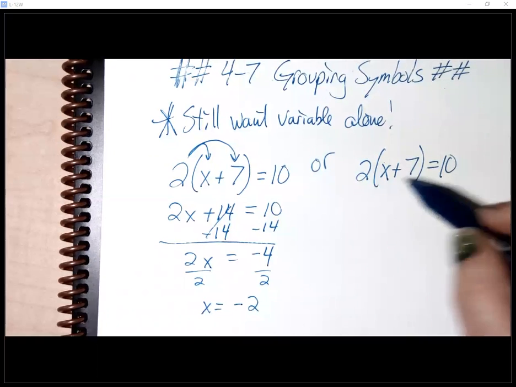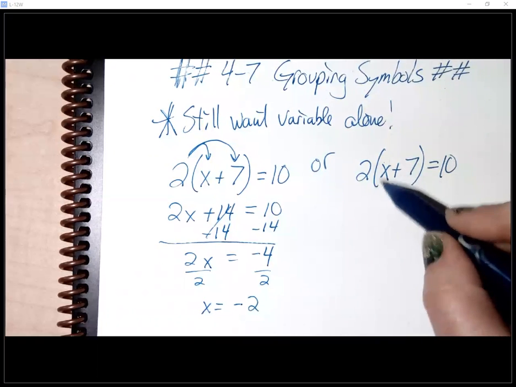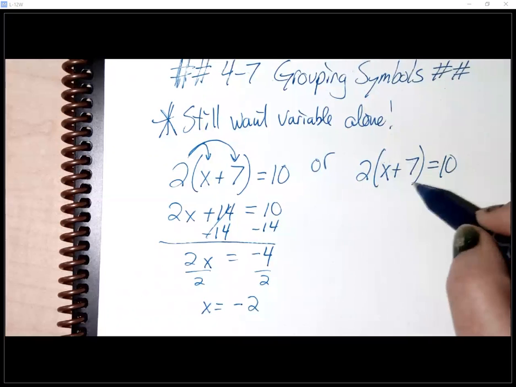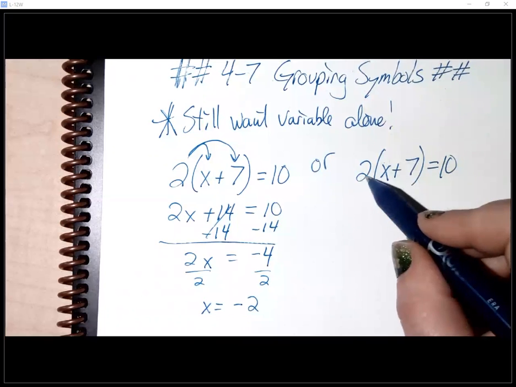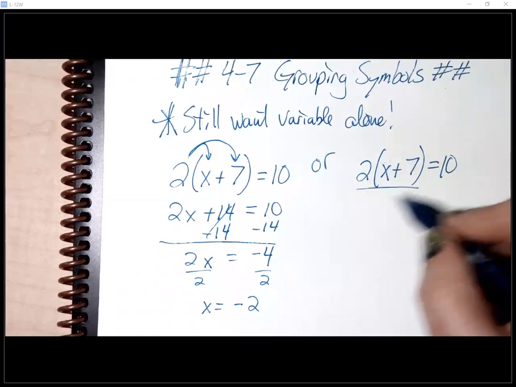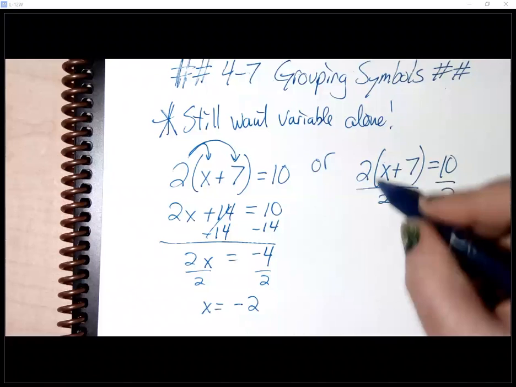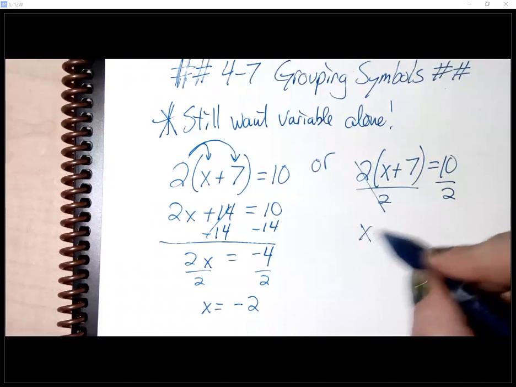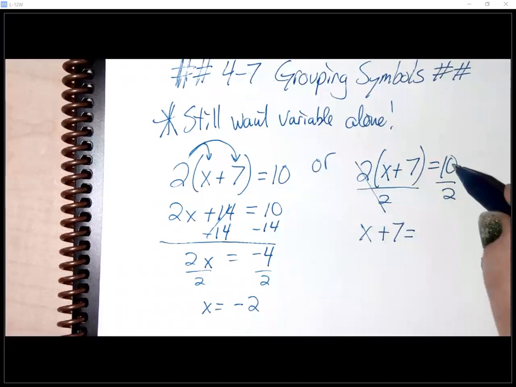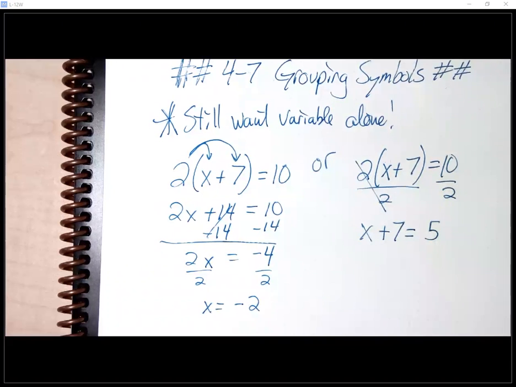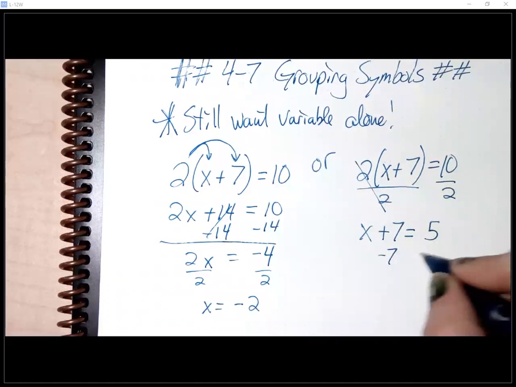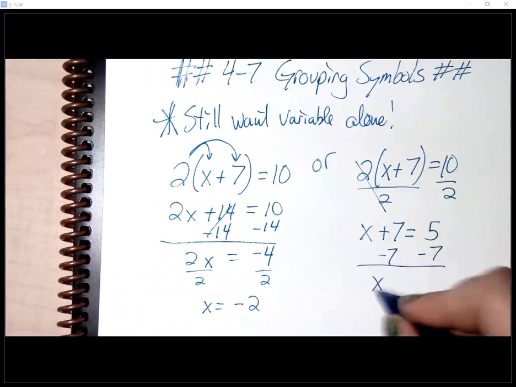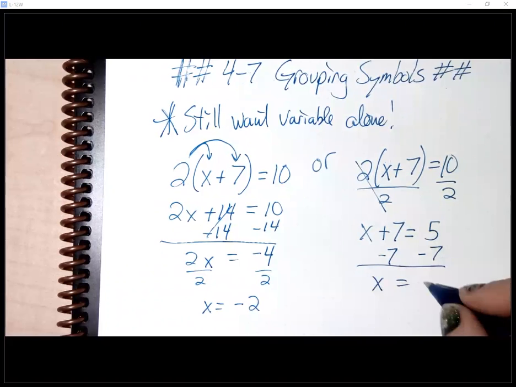I could actually leave the parentheses alone for a second, and I could get rid of that 2. So I could divide both sides by 2 if I wanted. And then look at what happens. I get x plus 7 equals 10 divided by 2 is 5. And now all I have to do is minus 7 from both sides. You will notice I end up with the exact same answer. 5 minus 7 is still a -2. So I got the same answer.